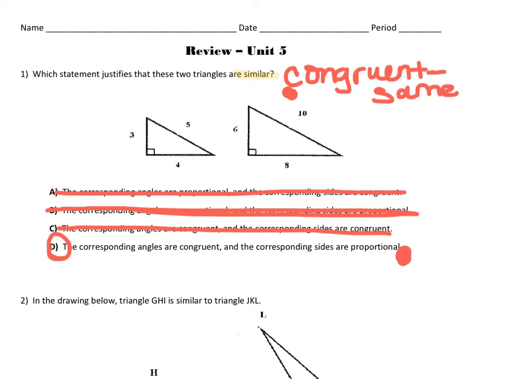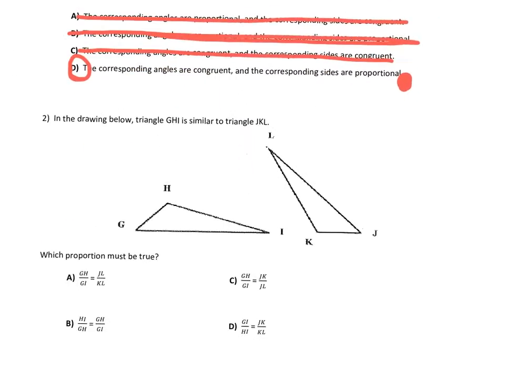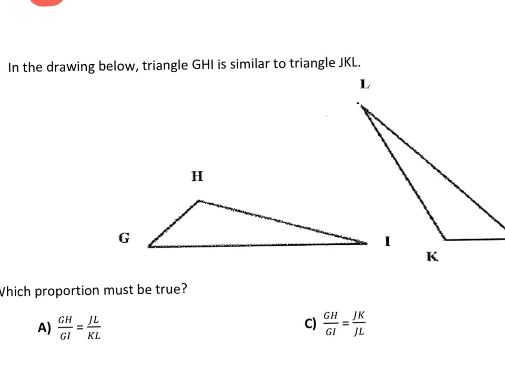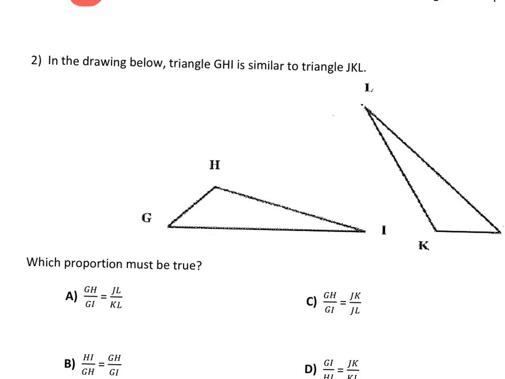Okay, number 2. In the drawing, I want to talk about a few things real quick. When we did our notes that very first day, we put the letters in order. The order matches up. So for example, it says in the drawing below, triangle GHI is similar to triangle JKL. If G is in the first spot, then its corresponding angle is J. Do y'all remember that? If H, its corresponding angle is K. I, its corresponding angle is L. So that's the one that matches it in the other triangle if they're similar triangles.